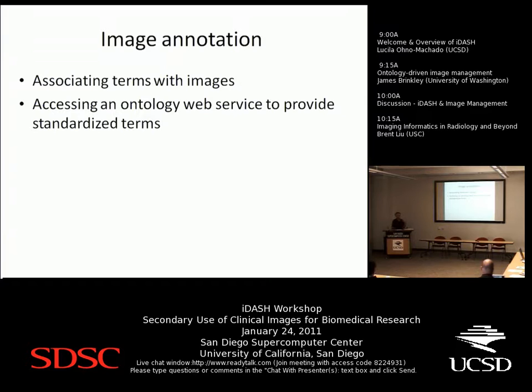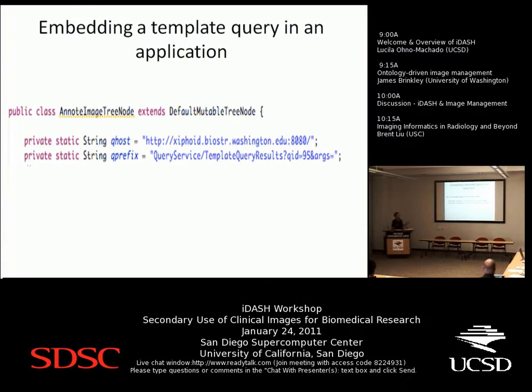So the way we are doing it is to access an ontology web service to provide these standardized terms. Inside a program we built called Anode Image, there's a little static string. This is a Java program which gives you that exact REST query, the host and then prefix, which is exactly the same thing, that query number 95 without the arguments. So when you run this Anode Image program, all you do is keep concatenating onto this string the arguments and then send it out to the web service and get the results back.